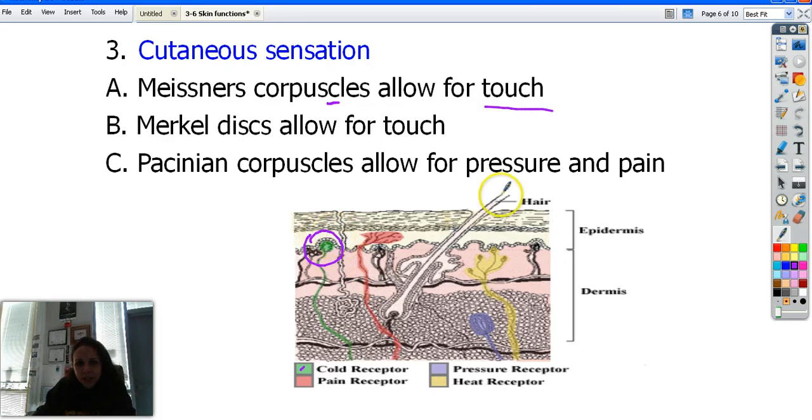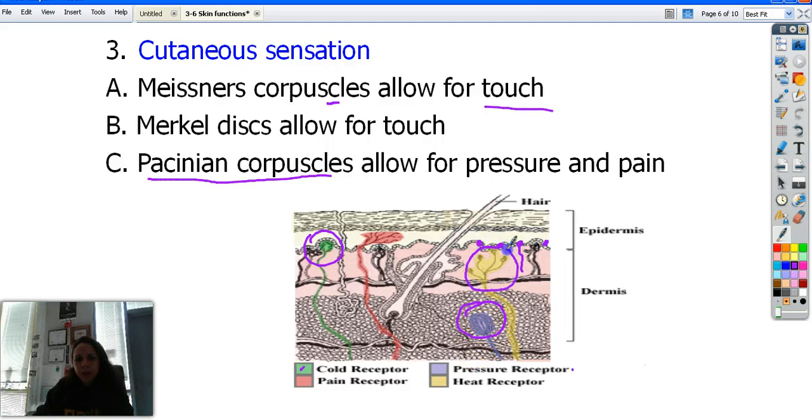And then we have the Merkel discs. If you remember, the Merkel discs were specifically located in the stratum basale, and had a sensory nerve directly underneath. This one doesn't do a good job of showing that. We also have Pacinian corpuscles. Those are deeper in the hypodermis, and they pick up pressure. So if someone pushes on you real hard, it feels different than a light touch, and that's because those are being stimulated and telling your brain that there's pressure.